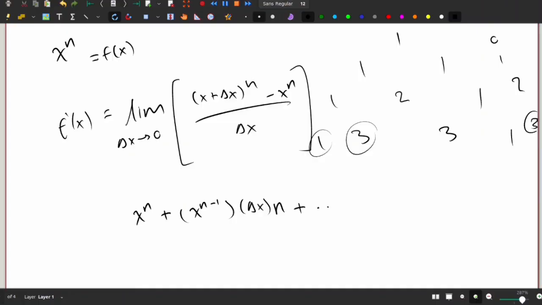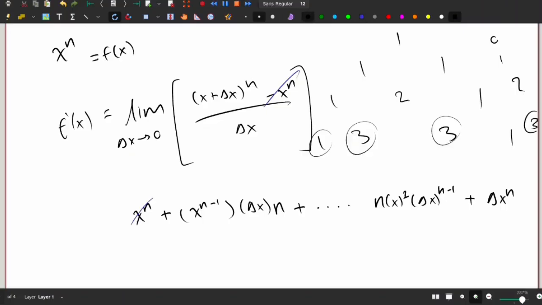Plus, then we're going to get a lot more terms, and it's going to end, remember, because it's always symmetrical, with another coefficient of n. This time it's going to be x to the 1 and delta x to the n minus 1 plus 1 times delta x to the n. We have a minus x to the n here, so that's going to cancel out with that.